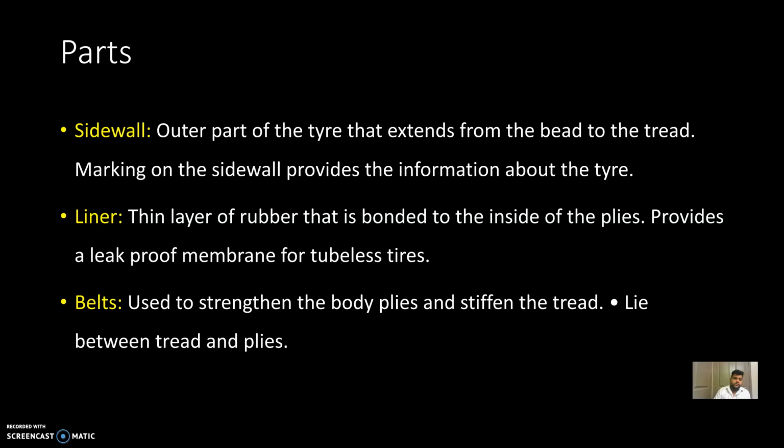Now, moving to the next part, which is the liner. It's a thin layer of rubber that is bonded to the inside of the plies, providing the leak-proof membrane for the tubeless tire.